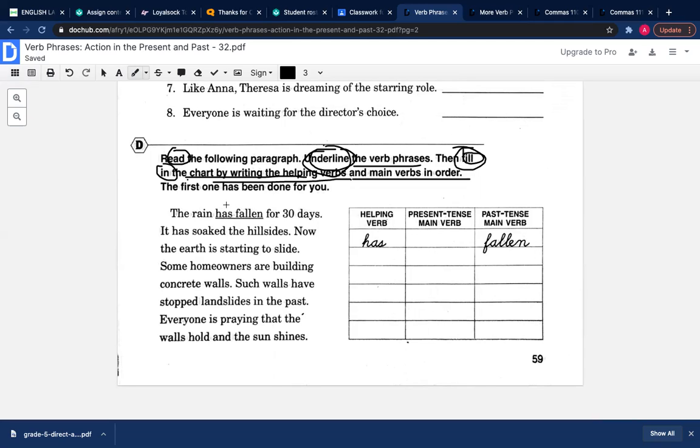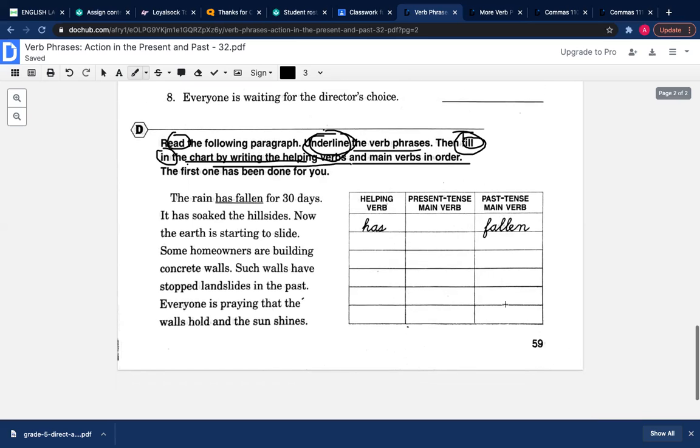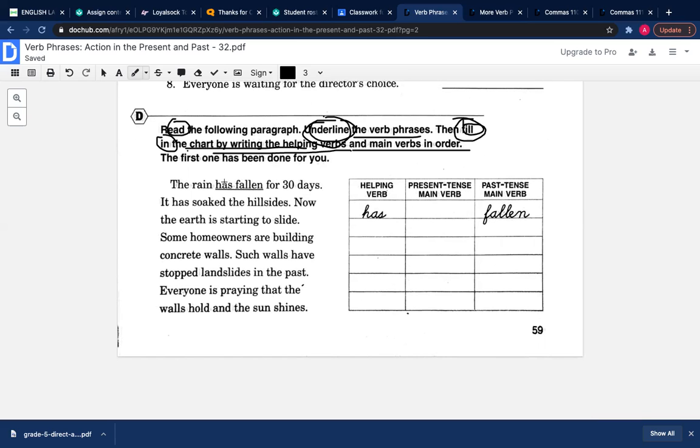Okay. So now I need to fill in the chart by writing the helping verbs in this column and then the main verbs in this column. I see that I have two columns here. This column will indicate my present tense verbs, and this column will indicate my past tense verbs. We already decided that has fallen means that it happened in the past. So there's not going to be anything in our present tense column here because has fallen, the helping verb is has. Fallen is the main verb and it is past tense. So this is the column that it will go in.